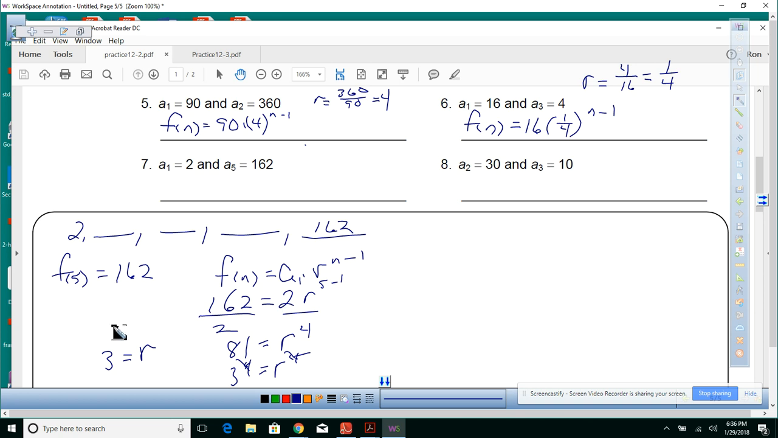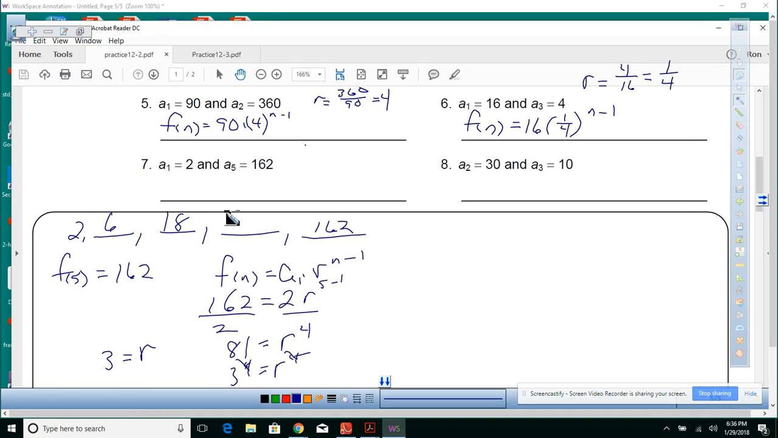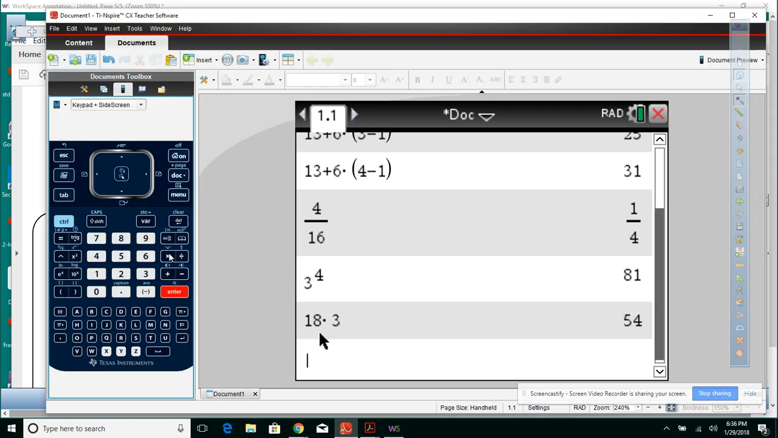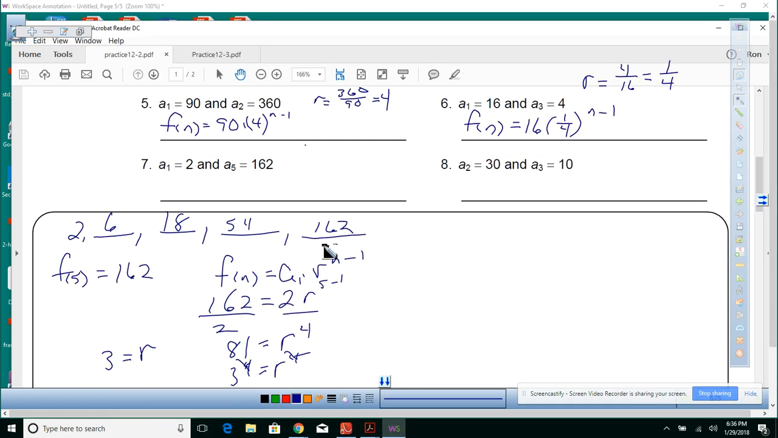And just for giggles, 3 times 2 is 6, times 3 is 18, times 3 is, what is 18 times 3? 54. And if we multiply that times 3, that gives, yes, 162. That worked out perfectly. So our equation is f of n equals 2 times 3 to the n minus 1. Easy peasy.